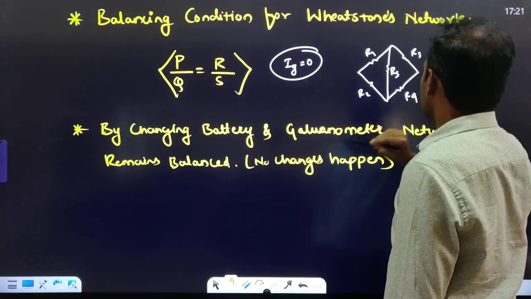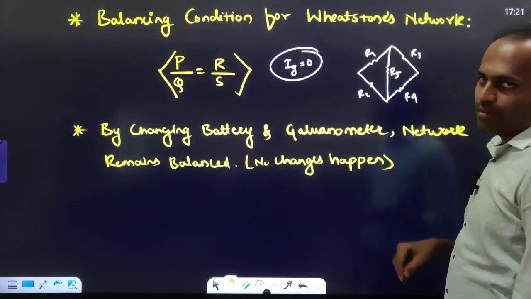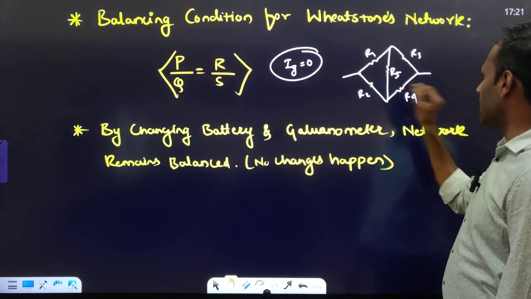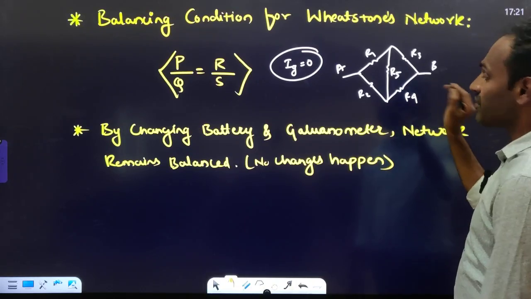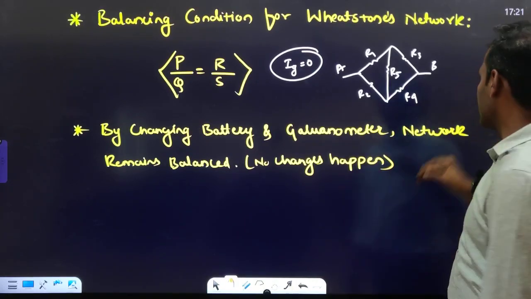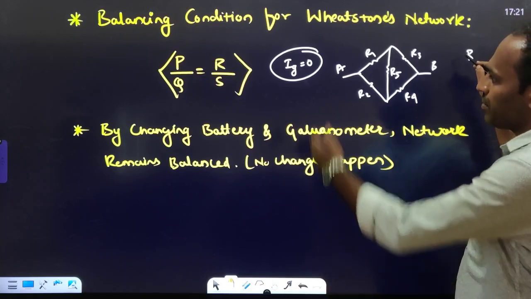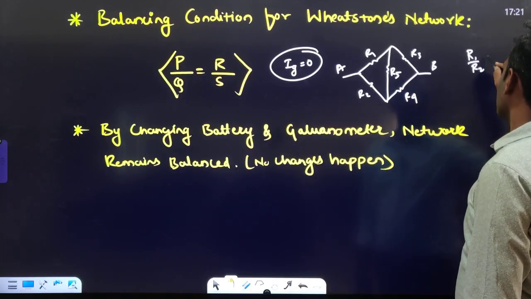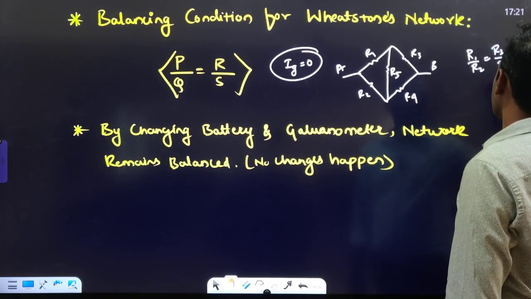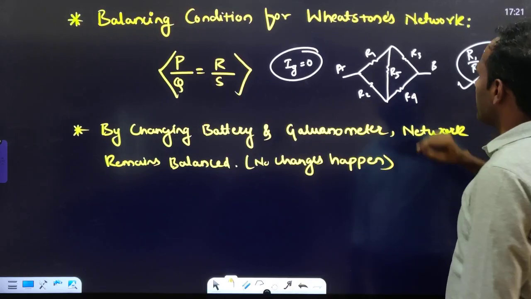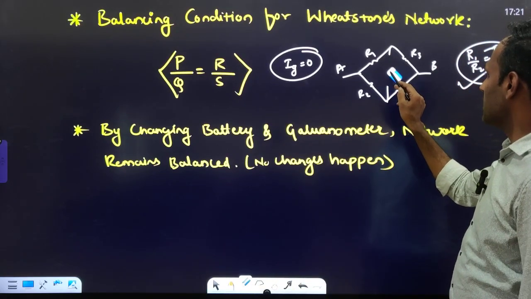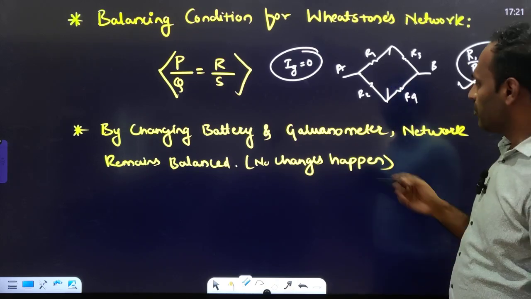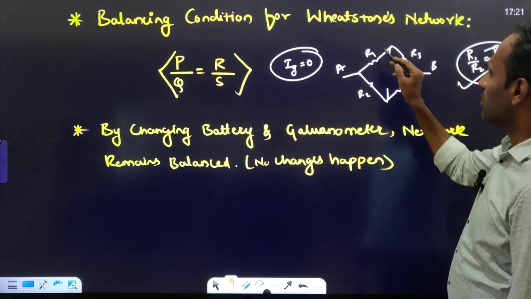This is R5, right? So when a circuit like this comes and you are asked to find the effective resistance, first check whether it is balanced or not by applying the formula P by Q is equal to R by S, R1 by R2 is equal to R3 by R4, right? If it is balanced, you can neglect this resistance. You remove it, right? At that time you will get to know the combination.